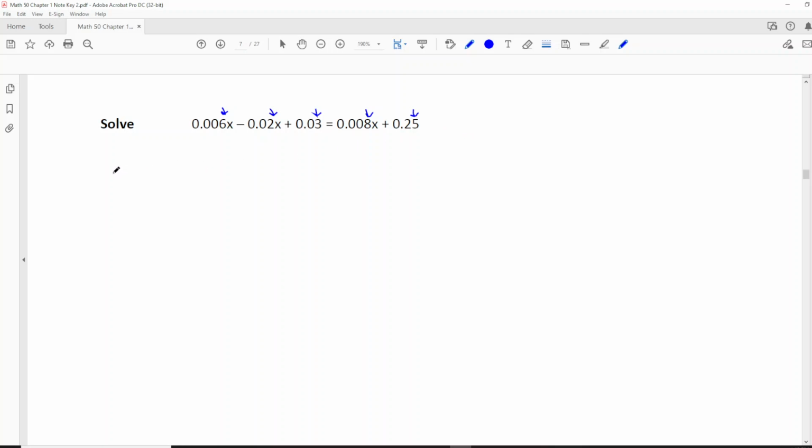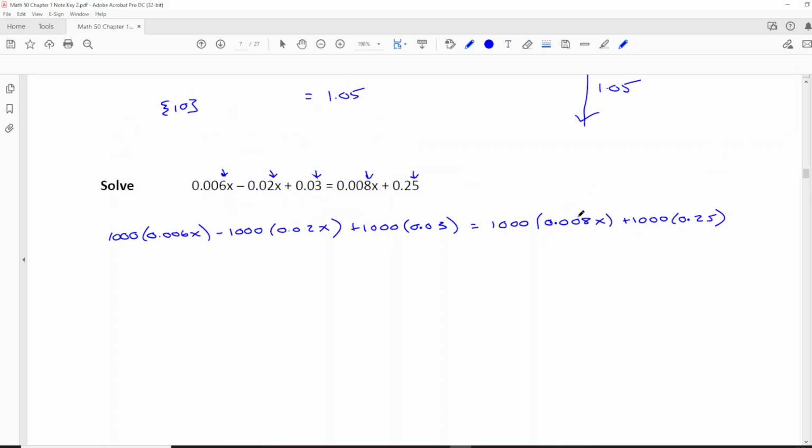Okay, so I'm going to multiply every single term by 1,000. Okay, whatever I do to one, I have to do to the other. And you pick the factor that's going to get rid of all the decimals. So even though the 0.02 doesn't need 1,000, you still do it. And you don't have to show this step. I'm just doing it to be awesome. So I've got 1,000 times 0.008x. And again, 1,000 times 0.25.